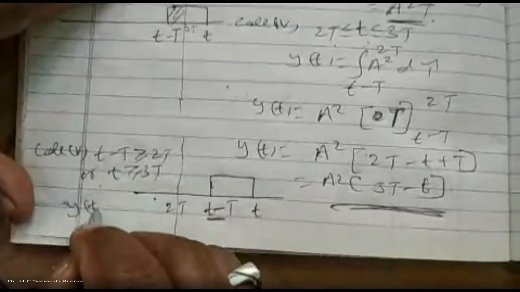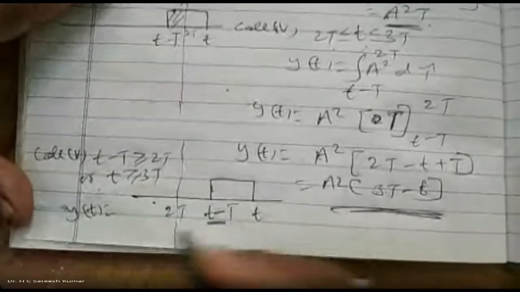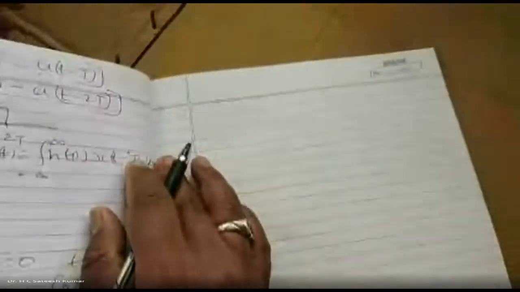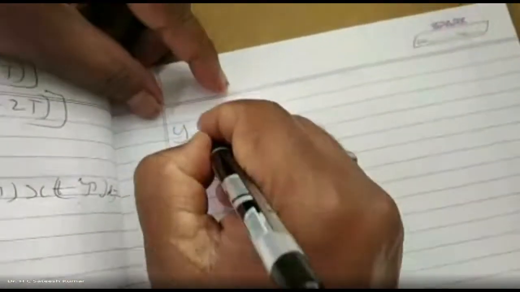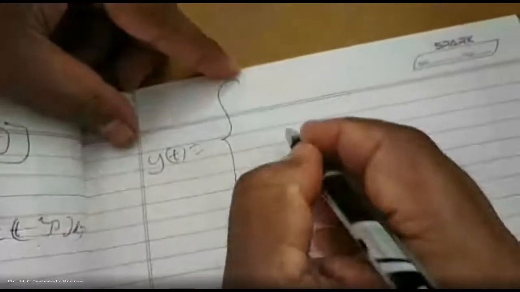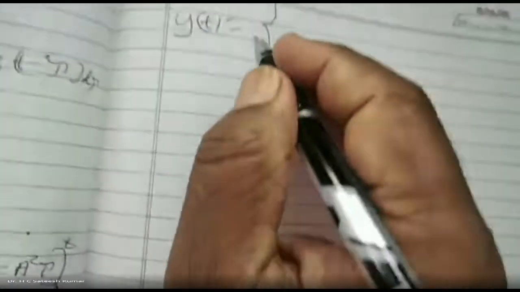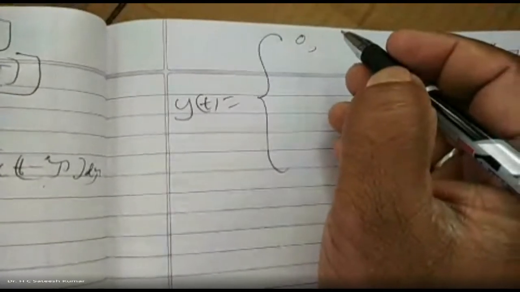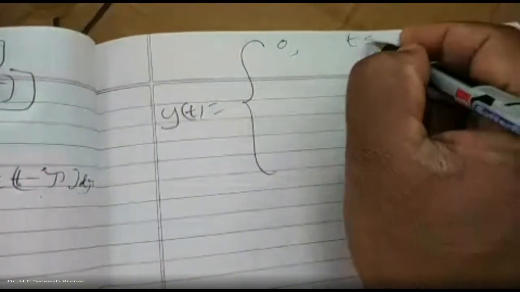y of t is equal to 0. No overlapping. That's it. Okay, now we shall summarize the answer. y of t is equal to, what is this value? First one, 0, for t less than or equal to 0.